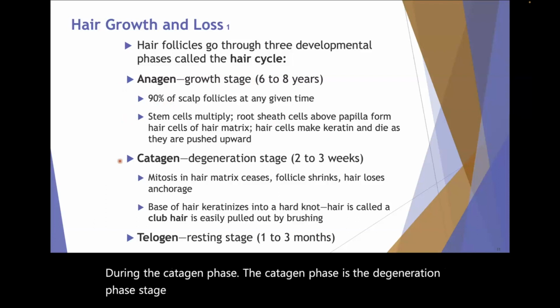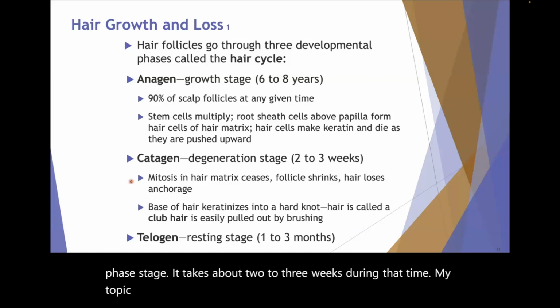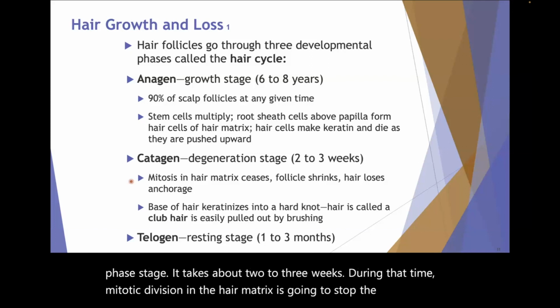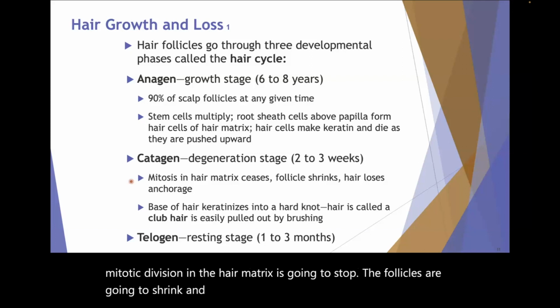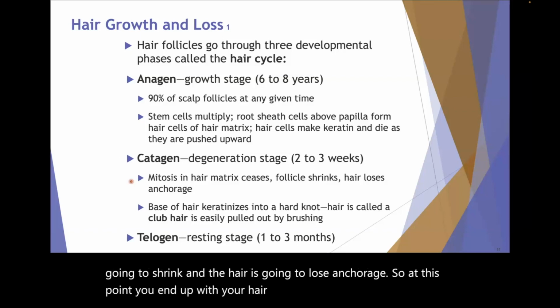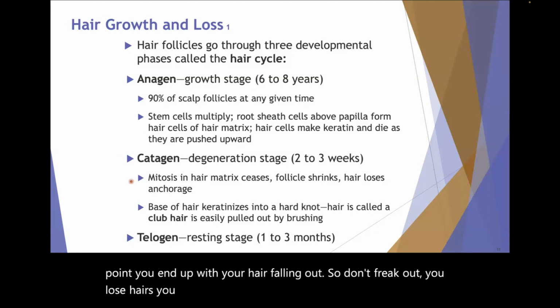It takes about 2 to 3 weeks. During that time, mitotic division in the hair matrix is going to stop. The follicles are going to shrink, and the hair is going to lose anchorage. So at this point, you end up with your hair falling out. So don't freak out. You naturally lose hairs, so it's okay.